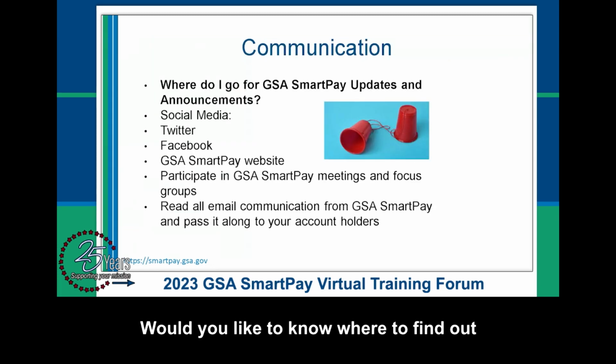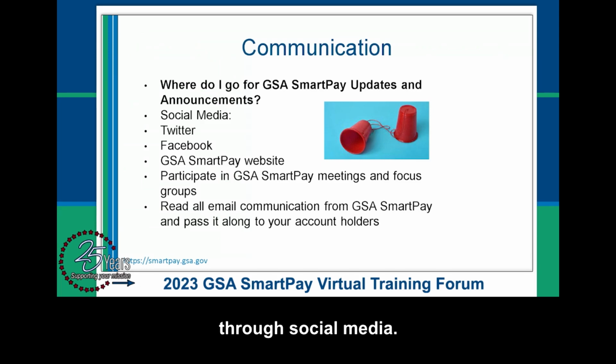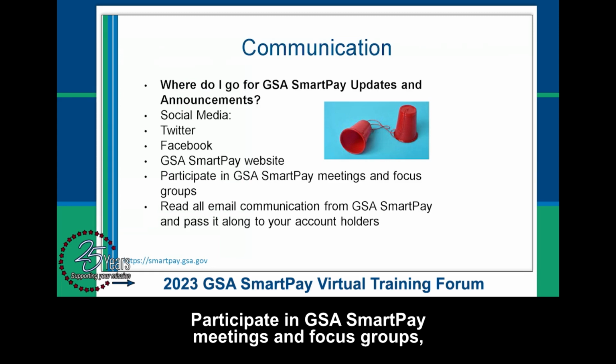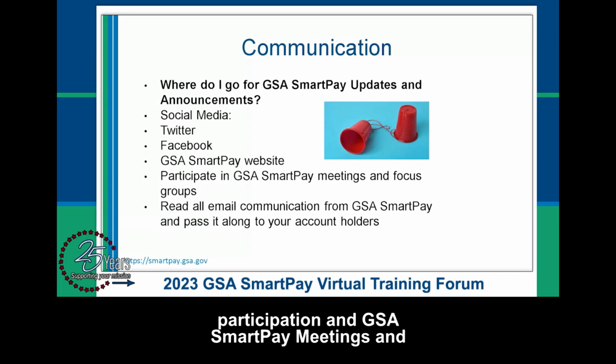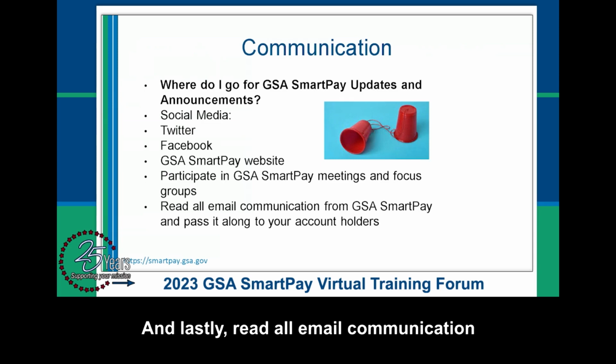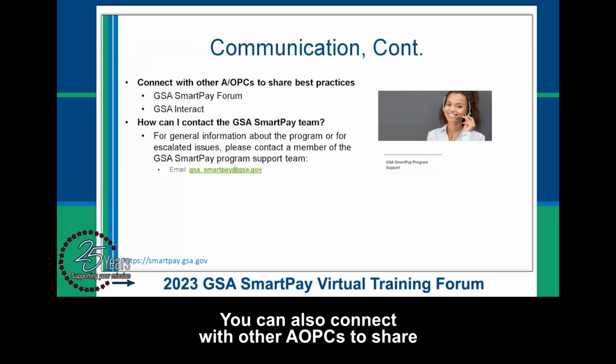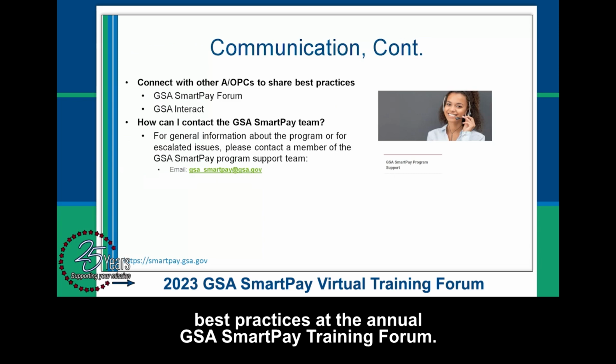Would you like to know where to find out about the latest updates and announcements? One of the most convenient ways is through social media. Follow or like us on Twitter or Facebook. In addition, check our website regularly for updates and announcements. Participate in GSA SmartPay meetings and focus groups. Participation is not only a great way to connect with us at GSA, but also with your fellow AOPCs. And lastly, read all email communication from GSA SmartPay and pass them along to your account holders as appropriate. You can also connect with other AOPCs to share best practices at the annual GSA SmartPay training forum.